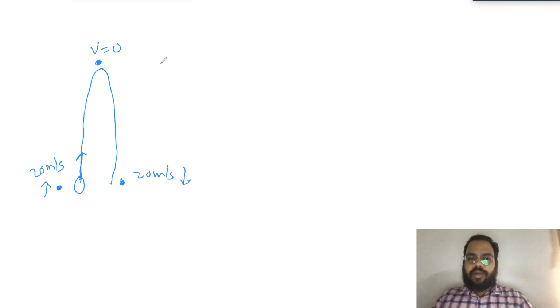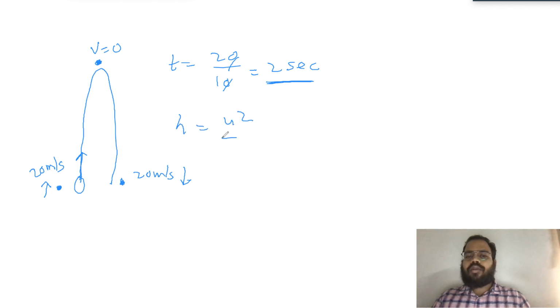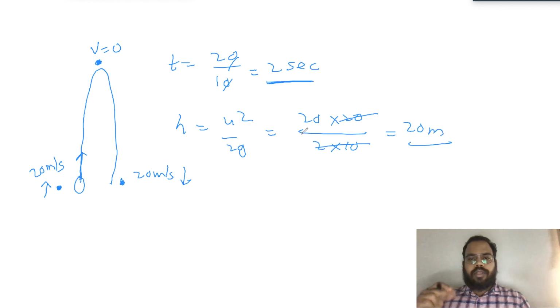So if velocity is 20 meters per second, the time will be u by g, that is 20 by 10. So this is 2 seconds. This is how fast you are able to do it. Height will be u square by 2g. So it will be 20 into 20 upon 2 into 10. So this will be 20 meters. This is how fast you can do it. We'll take a few more sums so that you can understand more clearly and see how fast we can solve using this.